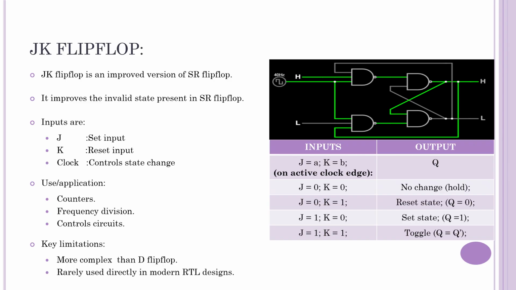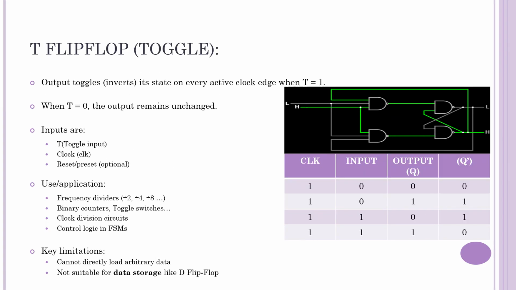But here's the important VLSI insight. This is a level-triggered JK flip-flop. If J equals K equals 1 and the clock stays high too long, it can cause a race-around condition. And that's exactly where modern hardware prefers edge-triggered D flip-flops. So remember, the JK flip-flop is powerful conceptually, but the D flip-flop rules in real-world RTL design.